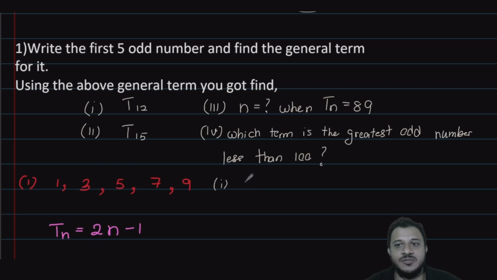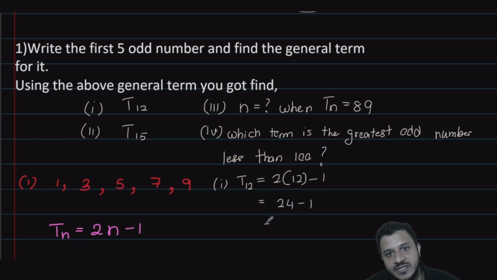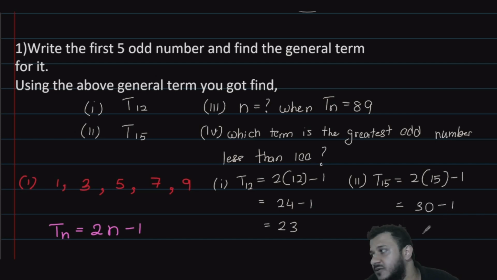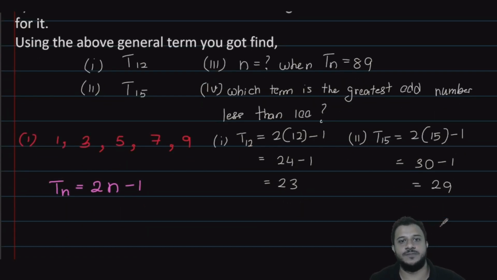Alright, next one. Term 12 is going to be, instead of n, put a 12. So that will be 2 times 12 minus 1. 2 times 12 is 24. 24 minus 1, that's 23. Then the next one, term 15, is going to be 2 times 15 minus 1. 2 times 15 is 30. 30 minus 1 is 29. Got it?